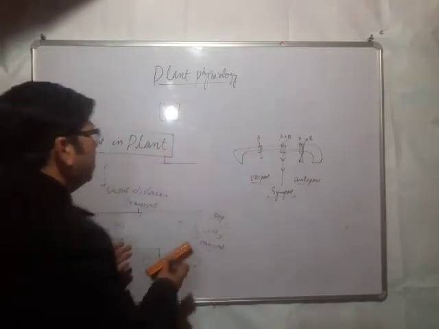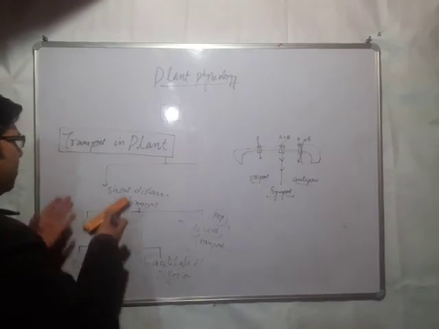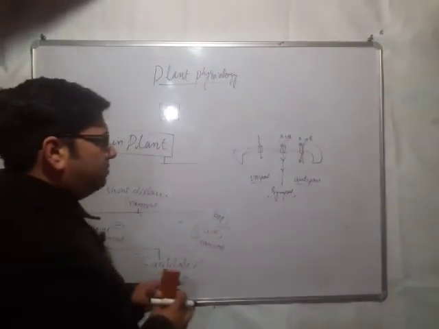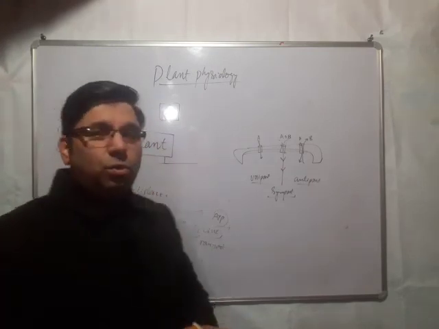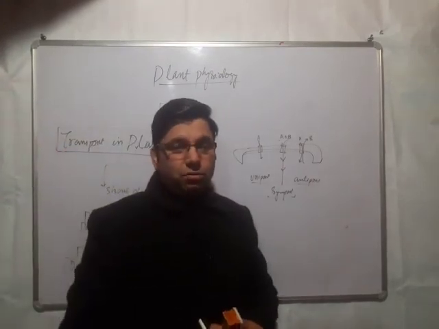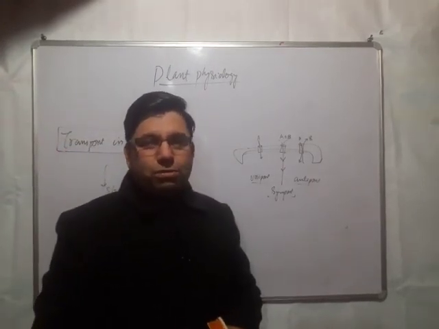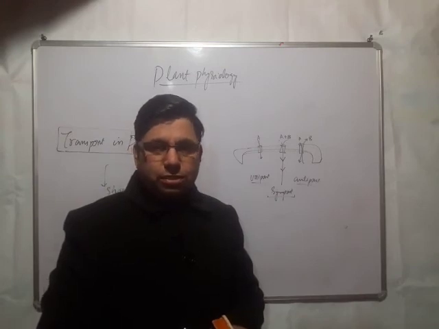But this was basic. We are starting plant physiology. This was basic transport in plants. This is the first chapter, we can say. And the next topic will deal with what is called water relations. In that, we'll be dealing with osmosis and all those potentials.